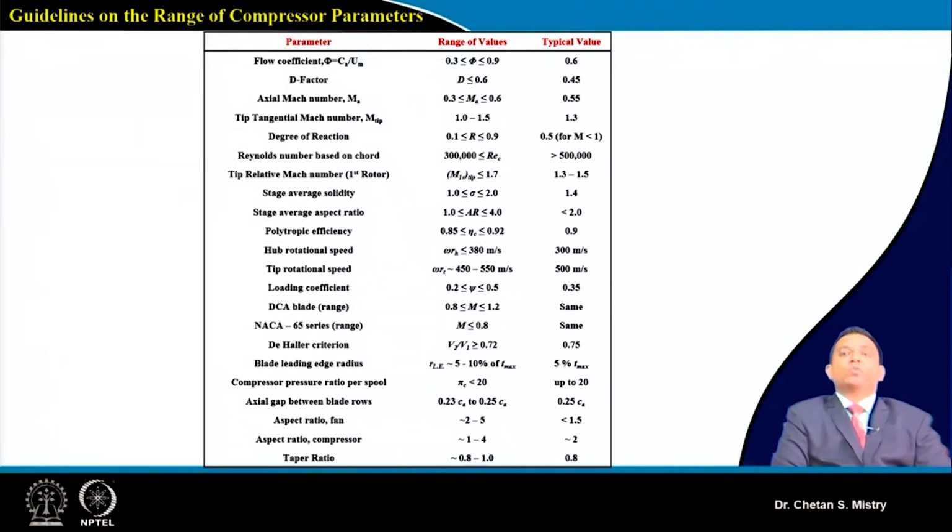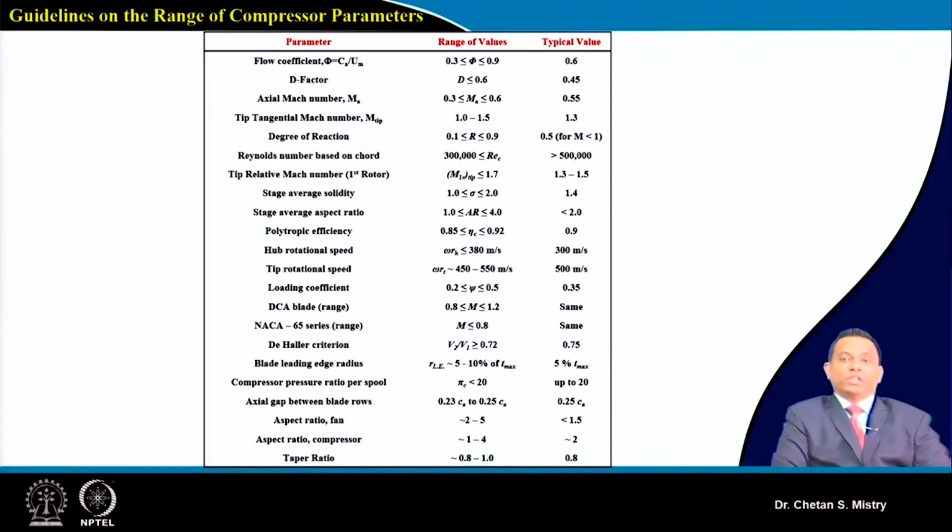It is preferred to go with, say, a DCA kind of aerofoil when we are having a Mach number that is less than or equal to 0.8. We can go with, say, NACA 65. De Haller's number, as we have discussed, needs to be more than 0.72. 0.75 is a good number for that case. My leading edge radius needs to be in the range of 5 to 10% of the thickness of the aerofoil. Okay. Now compressor pressure ratio per spool, it says that needs to be less than 20.